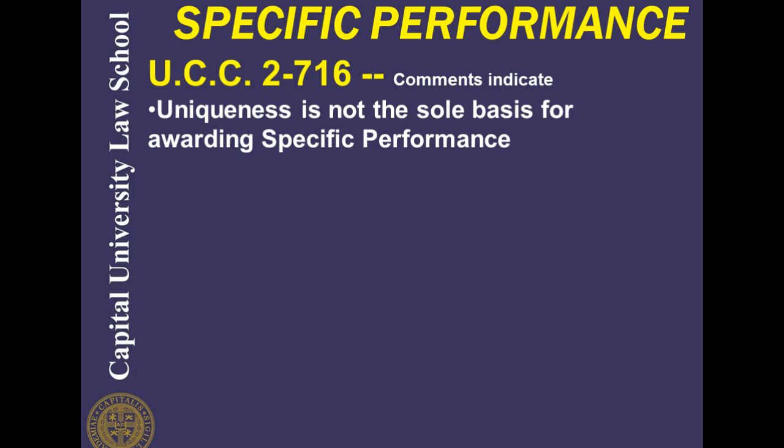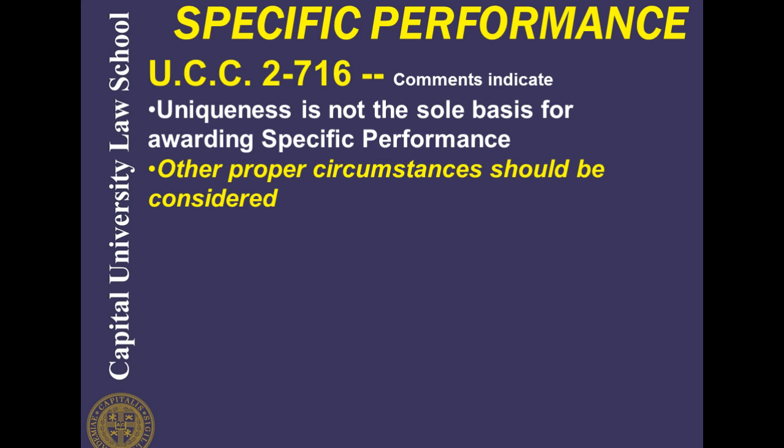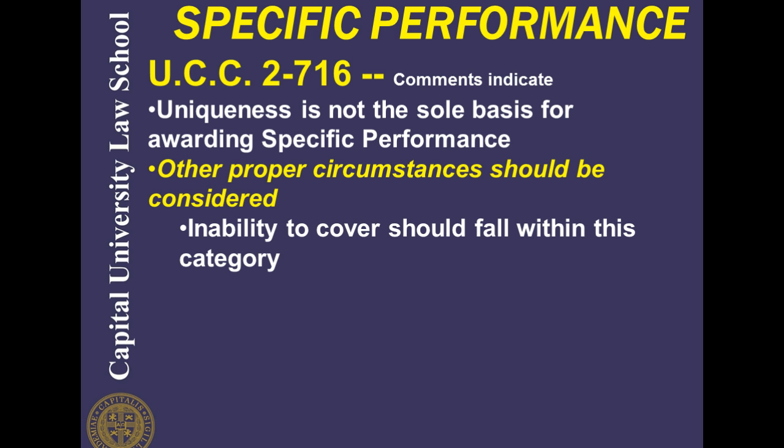In addition, the UCC doesn't limit granting specific performance only to uniqueness. It created this other category, other proper circumstances, that should be considered. And the inability to cover would seem to fall within this category. So this other proper circumstances language opens up specific performance for contracts for goods in ways that were not seen previously in common law specific performance. So if the goods are unique, it will prevail.